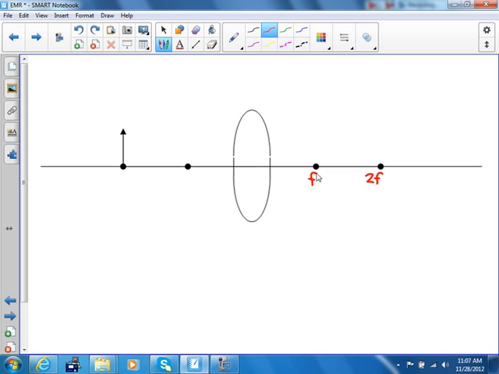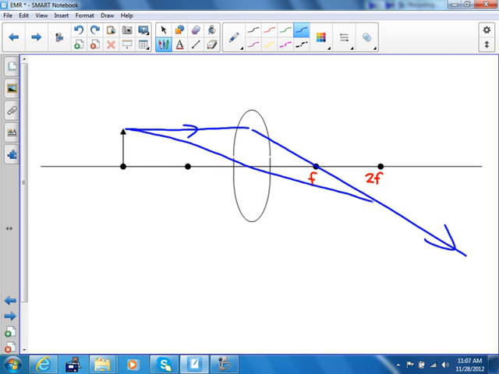If the object is at 2F, twice the focal length, what are the images going to look like here? First ray, top of the object, parallel to the principal axis, then it goes down through the focal point. Second ray goes down through the optical center, keeps going straight through. They converge right here.